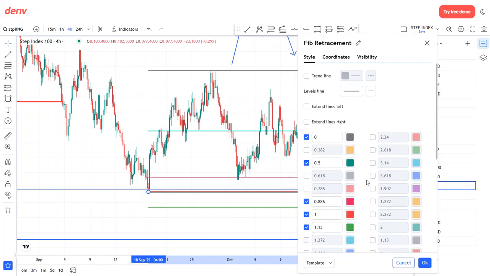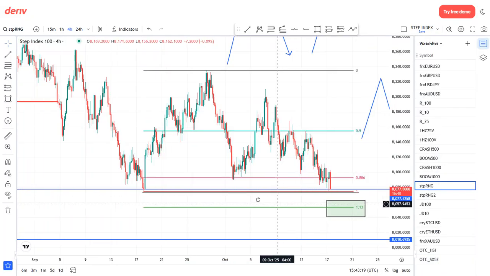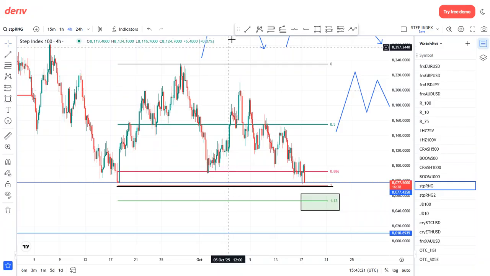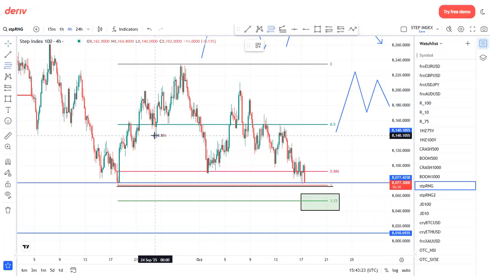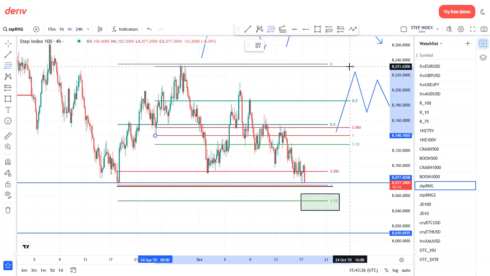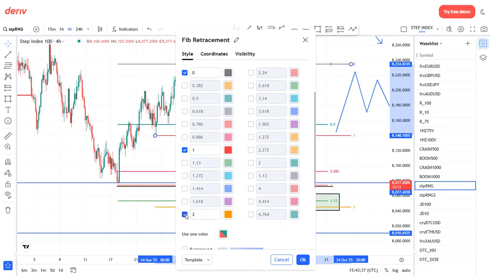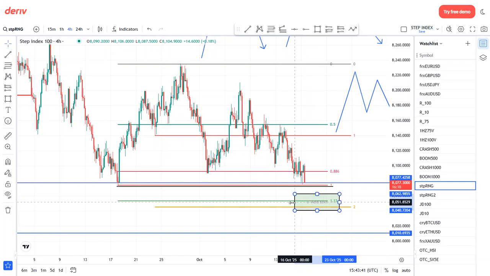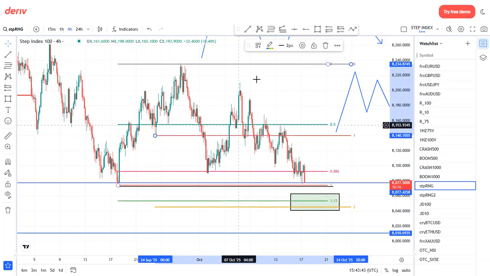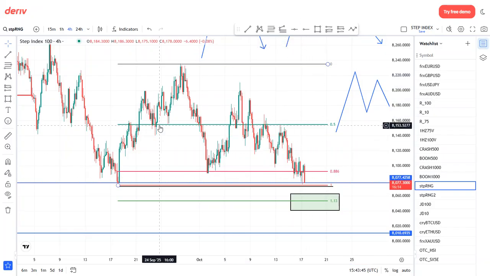Now for a complementary measurement of this point, we are looking for 2.24, 2.618. I don't usually measure it. Once I get to my 1.13, I just have to wait for liquidity sweep and confirmation. I don't usually take measurement of those ones. You can see that 2.0 complemented that 1.13. Once I got to my 1.13 and I've seen the structure, I'm off with this.